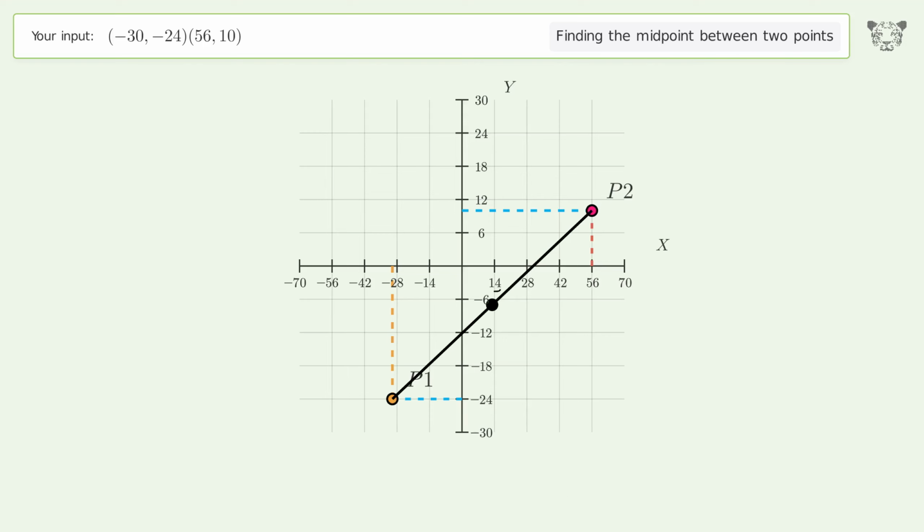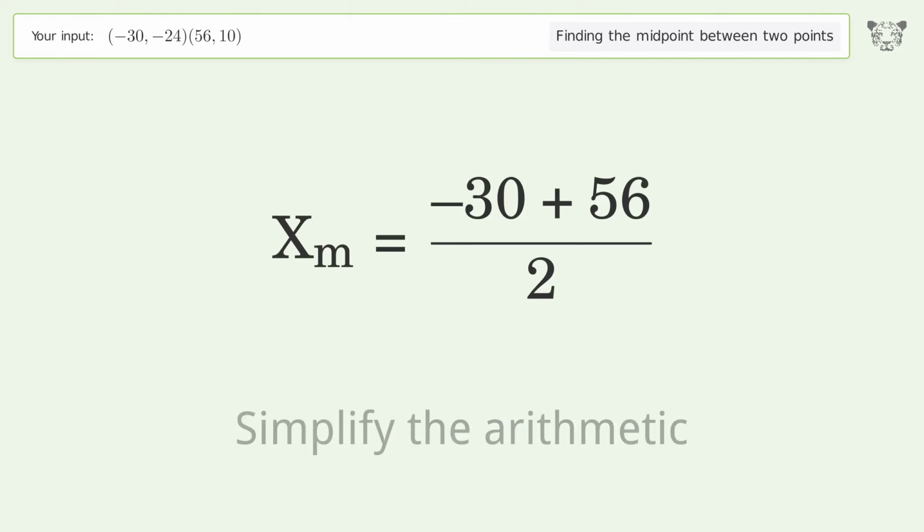Use the x values in the midpoint formula to find the midpoint's x. x1 equals -30. x2 equals 56. Simplify the arithmetic.